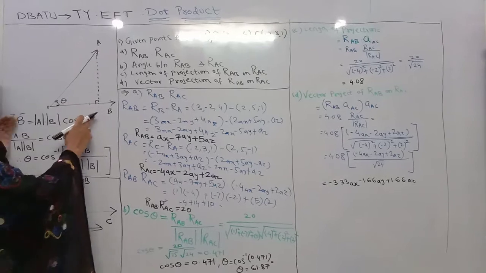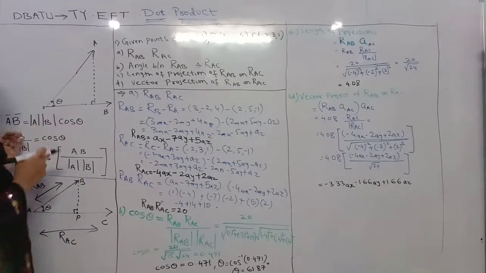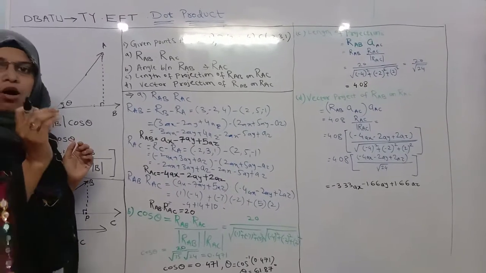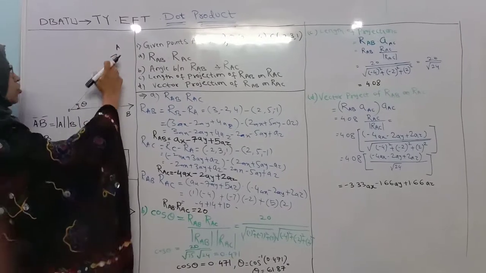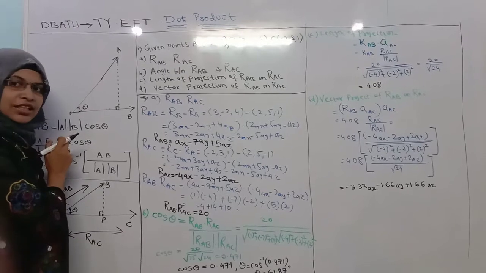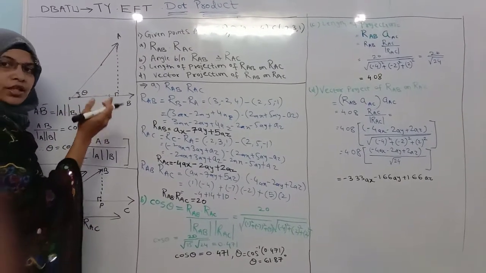If you observe this figure, here A is the vector, B is also a vector, and theta is the angle between the two vectors. And this theta is nothing but the smaller angle between the vector A and the vector B. So how can we calculate this angle so that we can calculate the dot product?